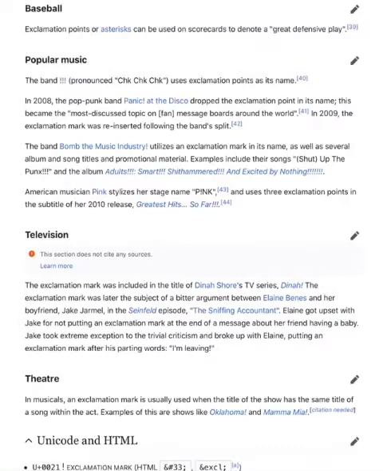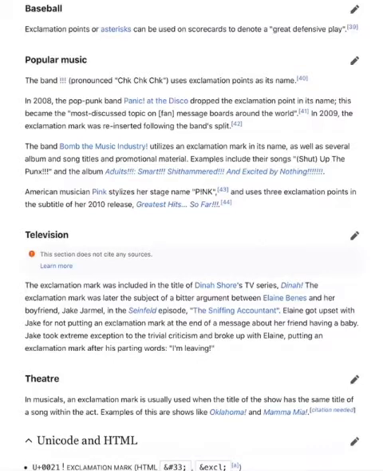Popular music. The band !!!, pronounced chk chk chk, uses exclamation points as its name. In 2008, the pop-punk band Panic! at the Disco dropped the exclamation point in its name. This became the most discussed topic on fan message boards around the world. In 2009, the exclamation mark was reinserted following the band's split.